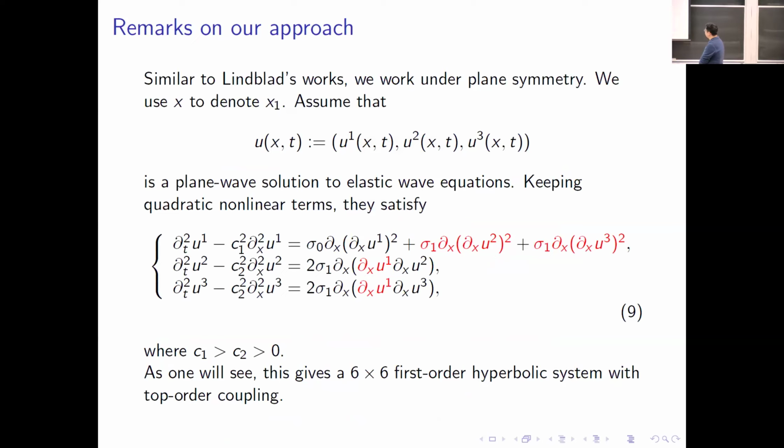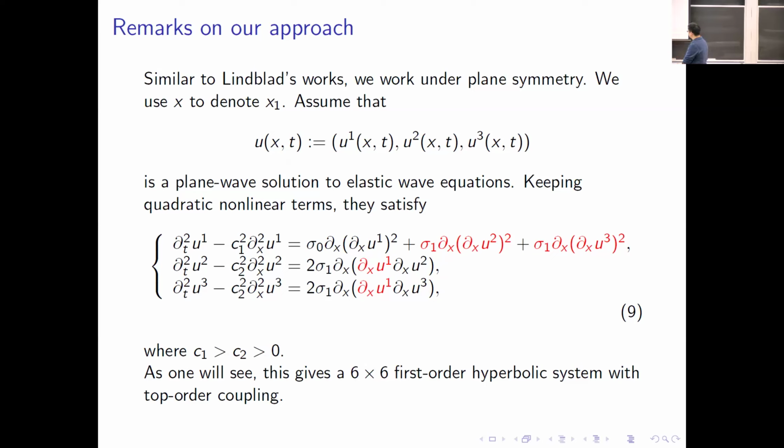So, the remarks for our approach. Similarly to Luo and Speck's work, we initially work starting from plane symmetry, but we want to see a more physical system, in particular with multiple wave speeds. We denote x to denote x1, and assume that the vector of unknown functions u1, u2, u3 depends only on x1 and t. This is a plane wave solution to the elastic wave equation. Keeping the quadratic nonlinear term, it satisfies the following equation.